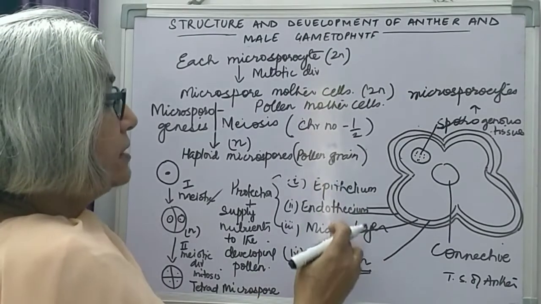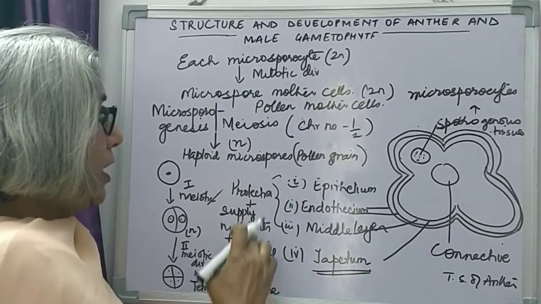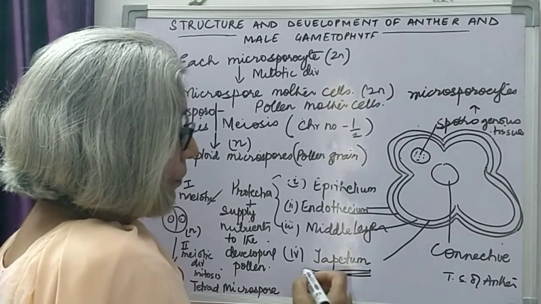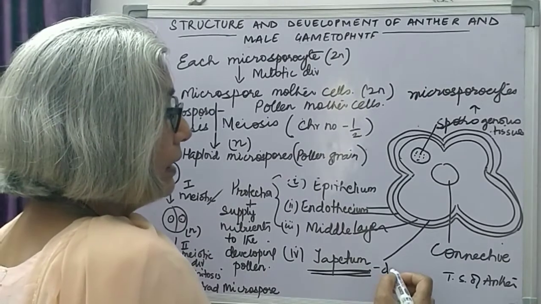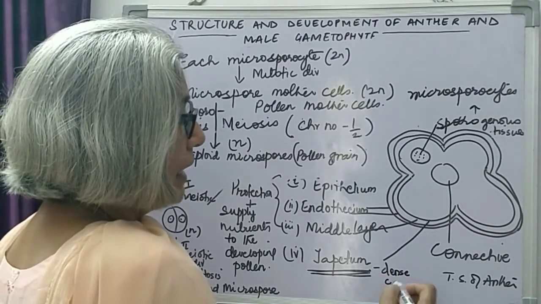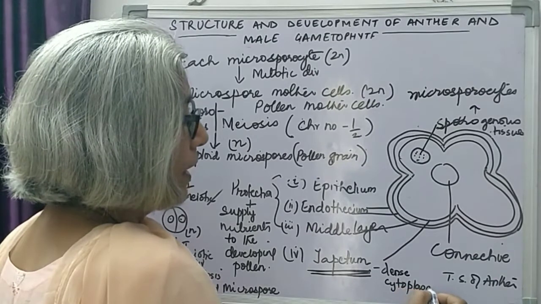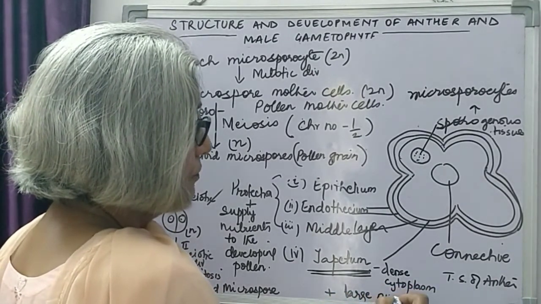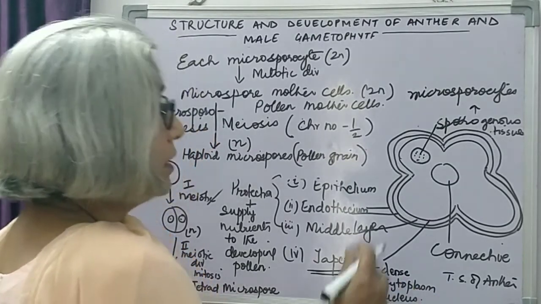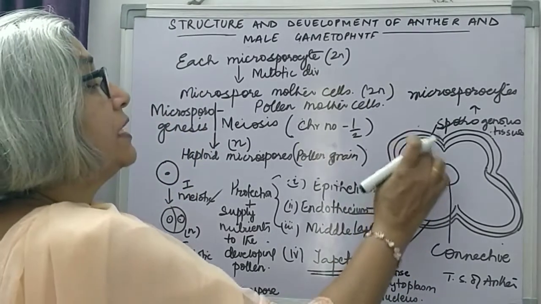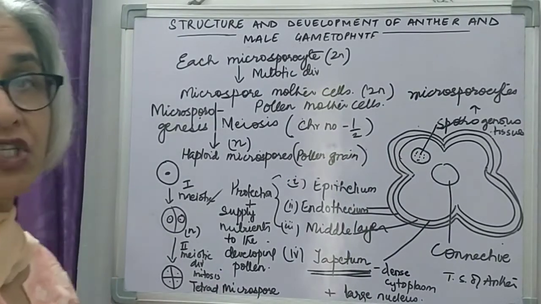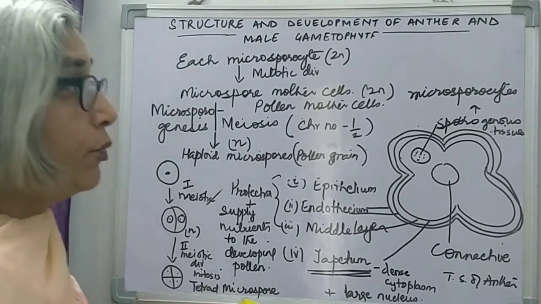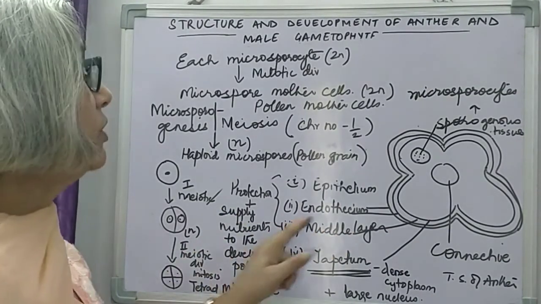So these 3 layers are providing protection and supplying nutrients to the developing pollen, and the tapetum is again a layer with dense cytoplasm having a large nucleus. And this helps in the development of the sporogenous tissue and provides nutrition to the developing pollen grains. So this was about the structure.